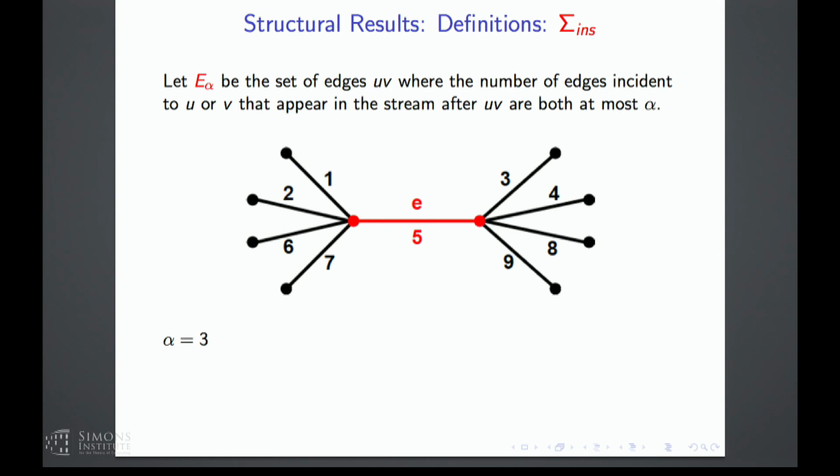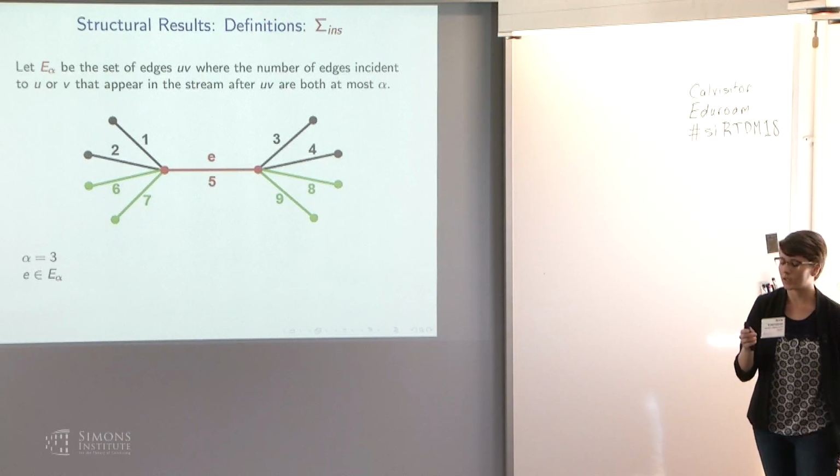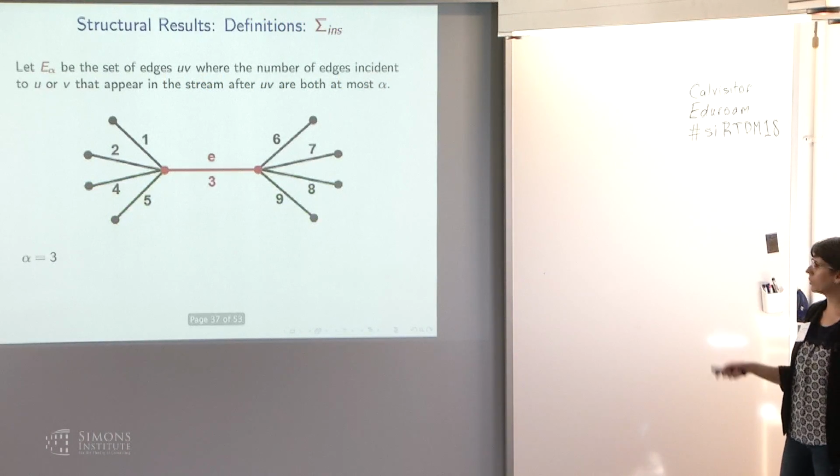Let's say we care about this edge E, and this is its neighborhood in the graph. The numbers correspond to the ordering of the stream, and let's say that the arboricity of the entire graph is 3. Then these 4 green edges are the ones that appear after E in the stream, and there are only 2 of them for each endpoint, which is smaller than alpha, and so the edge is in the set E sub alpha.